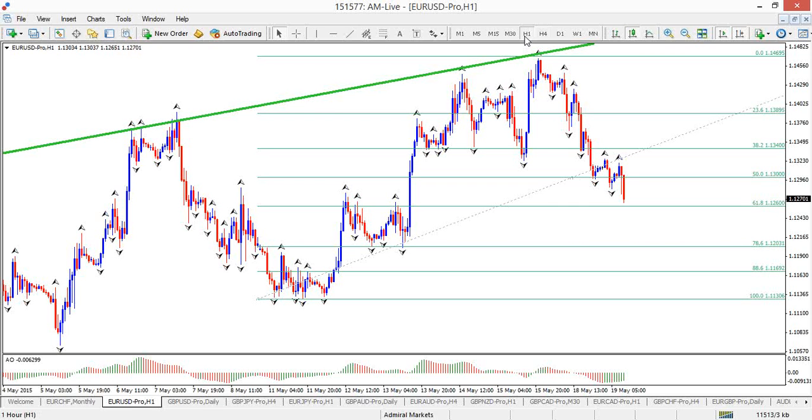Because if you put a trend line on the hourly and then you use it on the 1 minute chart, those two worlds are so far apart from each other that it loses the connection.